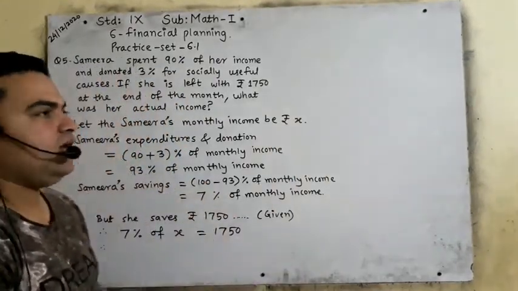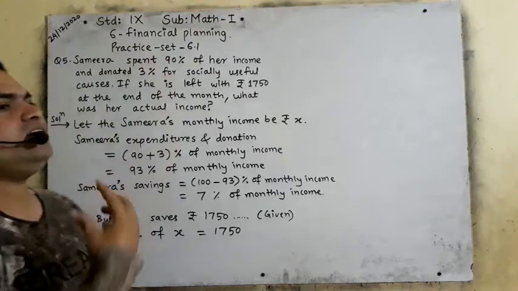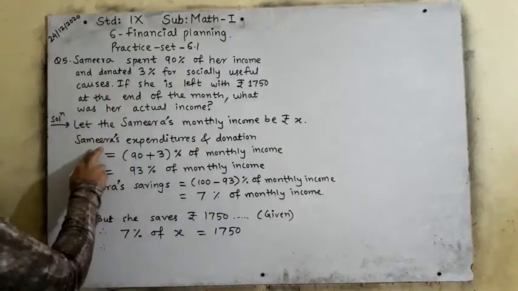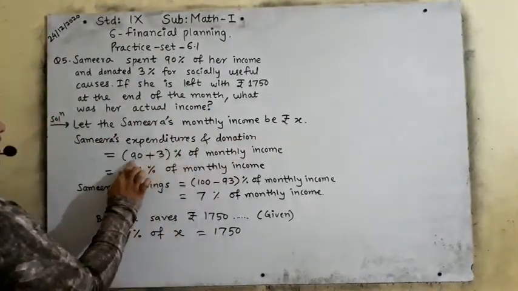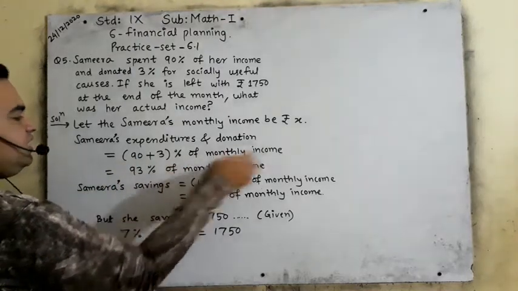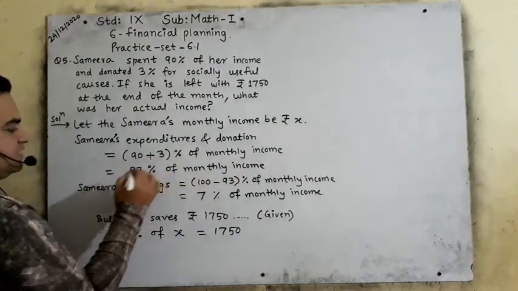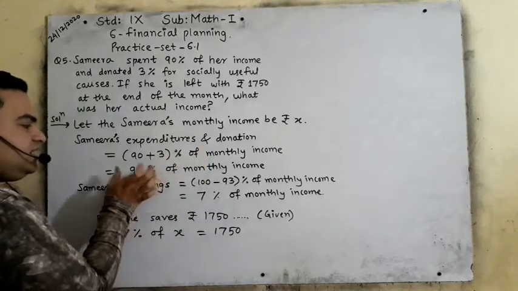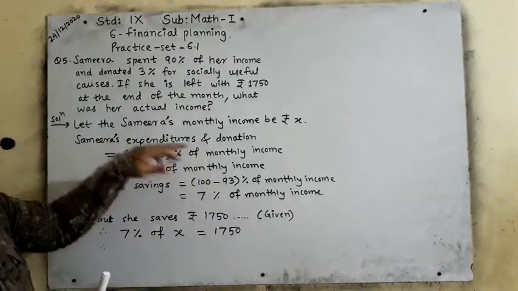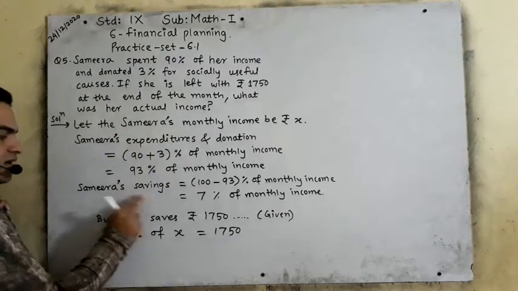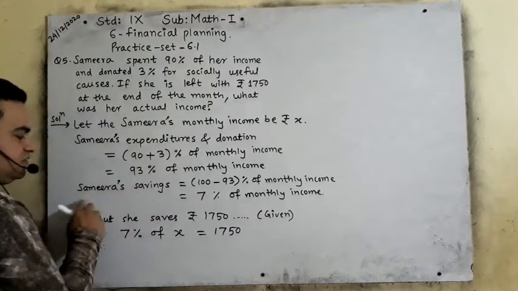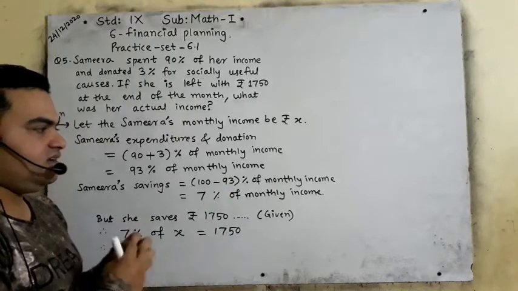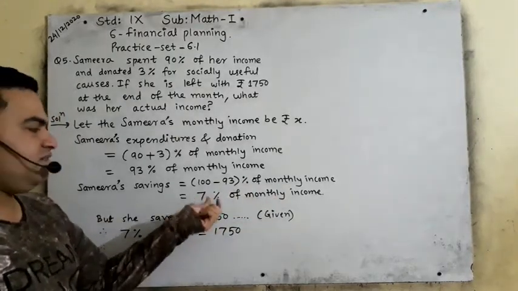Suppose it is x. Now we will see how much percentage of her monthly income she spent. Samira's expenditure and donation together, 90% plus 3% of monthly income. Total how much percentage did she spend? She spent 93% of monthly income. Then how much percentage does she save? From 100, she spends 93 of monthly income, so 7% of monthly income is left.